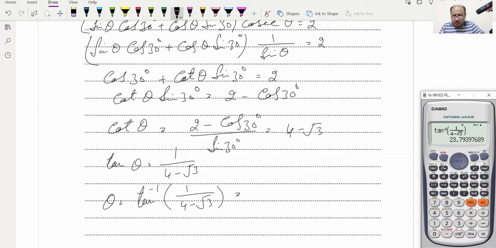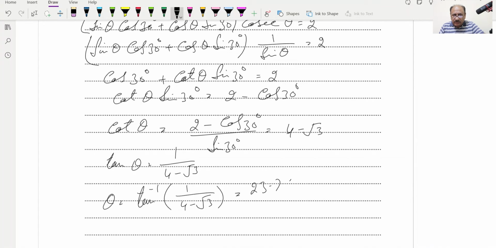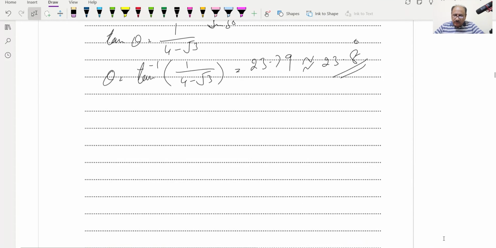So it will be 23.79, and we can approximately write it as 23.8 degrees. And we can check for the second angle also if we draw the quadrants.